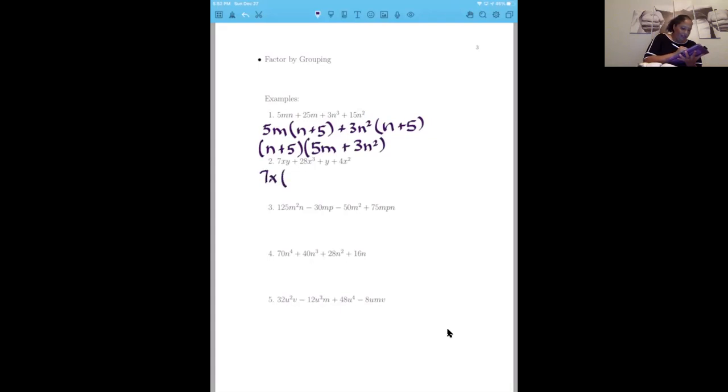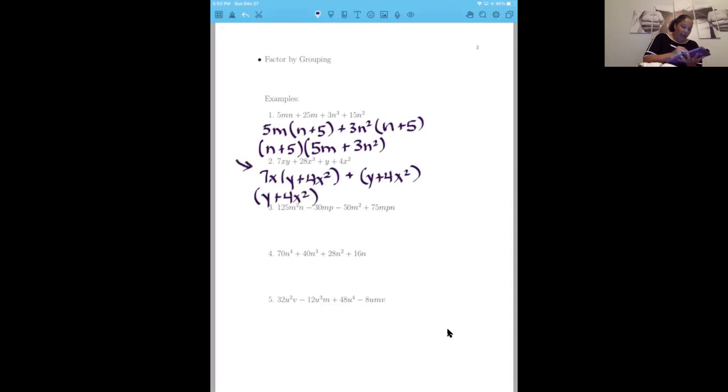So what I have left in the first term is a y, and in the second term a 4x squared. Now, if you look at the second two terms, the third and fourth terms, they don't have anything in common. But I'm going to group them together because if I factor out a y plus 4x squared, then I can factor that out from the first term. So I'm going to factor out my y plus 4x squared.